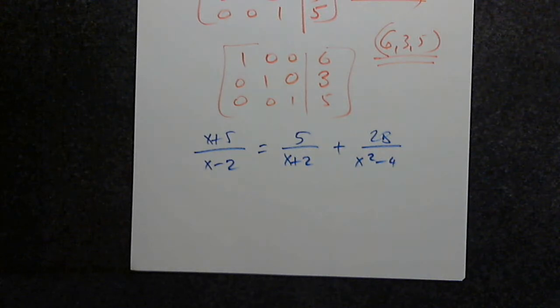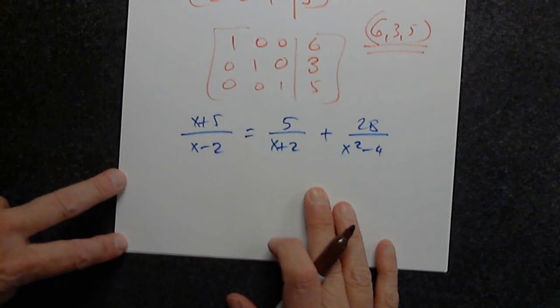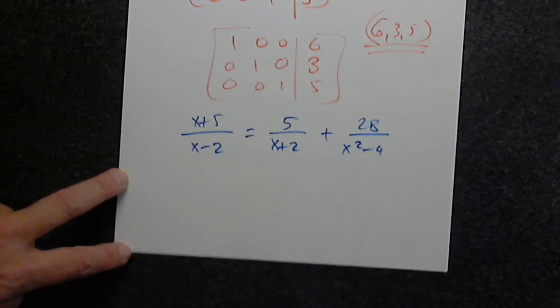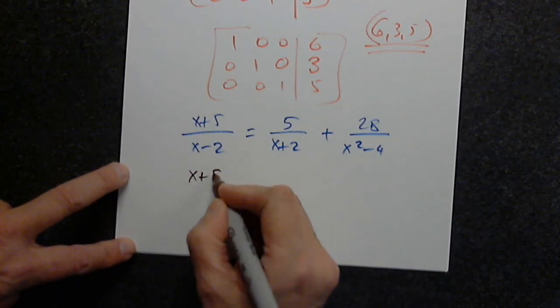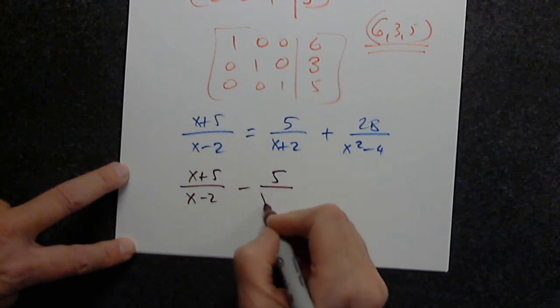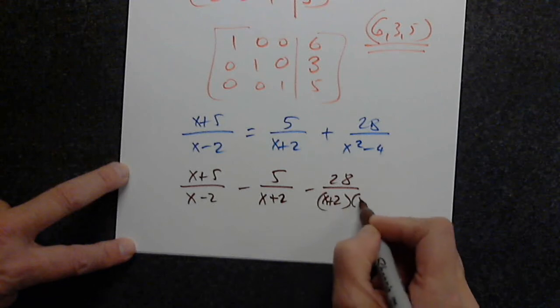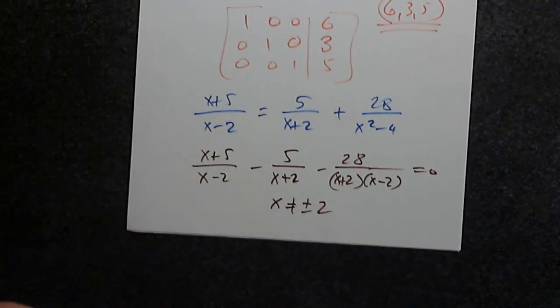Yeah. Thank you. Okay, so first I will move everything to one side. This is the method that I suggest. There are many shortcuts and many other methods. If you prefer other methods, I'm fine. Okay, so x plus 5 over x minus 2 minus 5 over x plus 2 minus 28 over x plus 2, x minus 2 equals 0. And I will write that x cannot be plus or minus 2. We know no denominator can be 0, so that will not be acceptable. A fraction would be undefined.